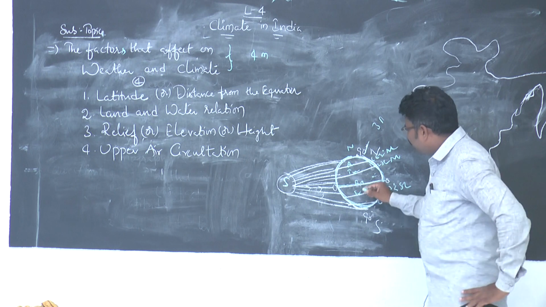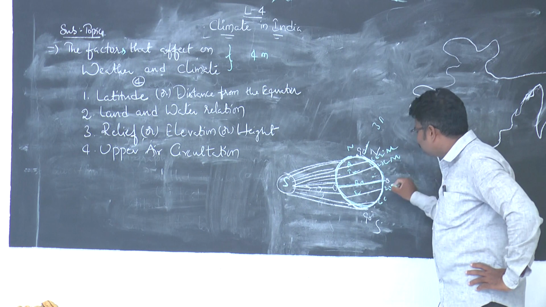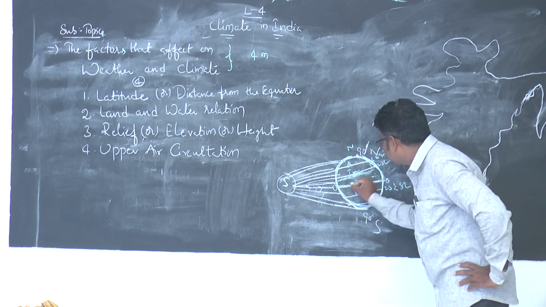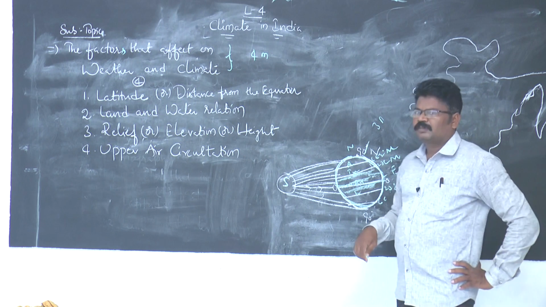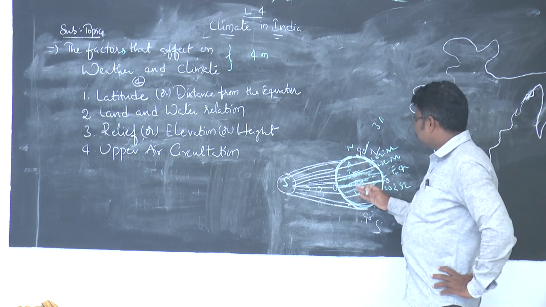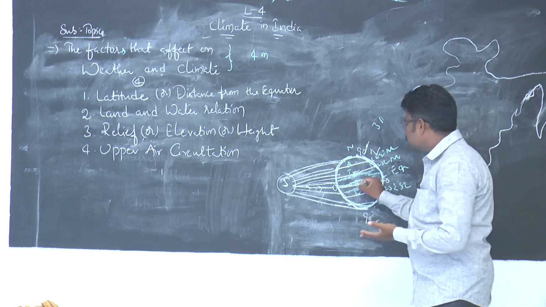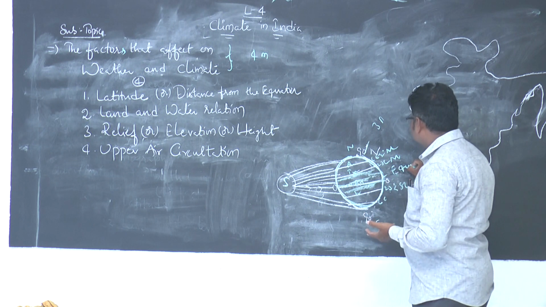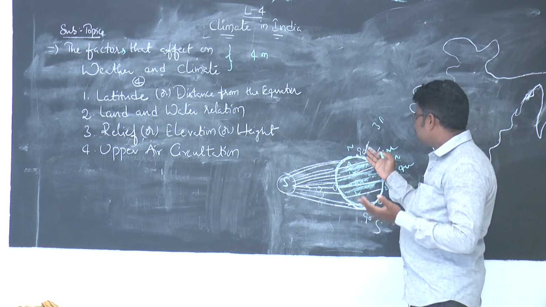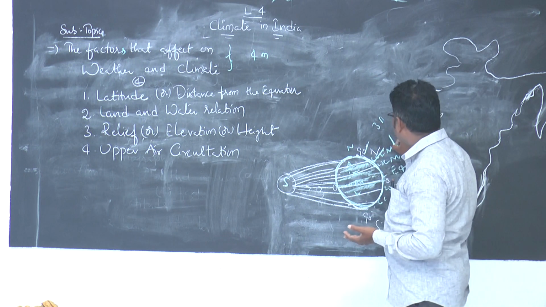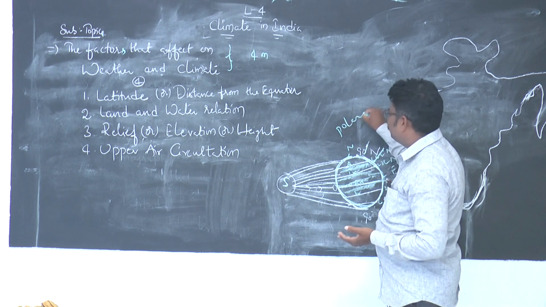Now come to the point. The place between 23 degrees on either side of north and south latitude is called the equatorial region. Equatorial is very important. The place between 23 degrees on either side of the equator is called the equatorial region. The place between 66 and 23 is called the temperate zone, and finally 90 is called the polar region. Very, very important.